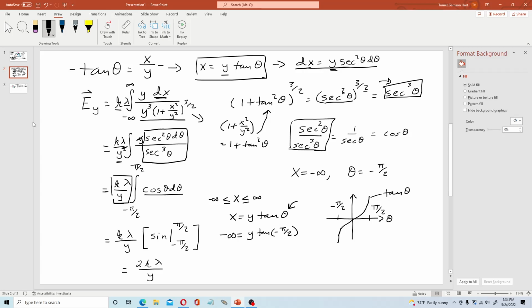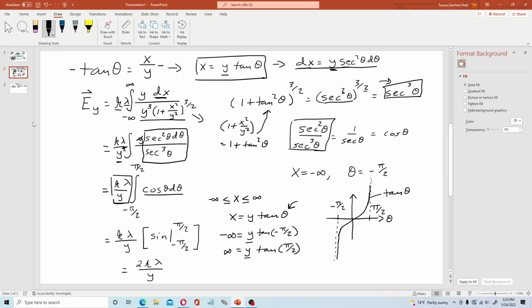Okay? And so this goes to infinity asymptotically toward negative pi halves. Likewise, as it gets closer and closer to pi halves, it approaches infinity asymptotically this way. So if I let x equal infinity, then this expression must hold. And remember, y is finite. My y's are finite. They're just a number. That's just the distance above the x-axis we're taking this measurement.